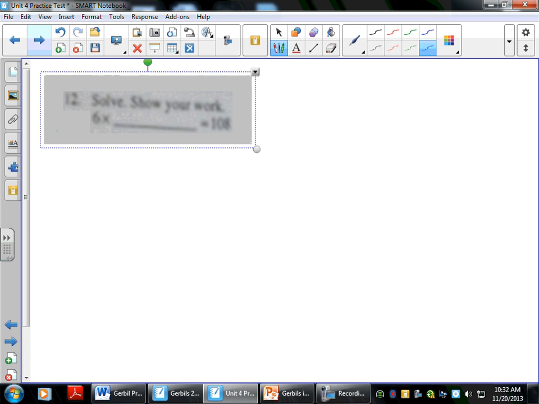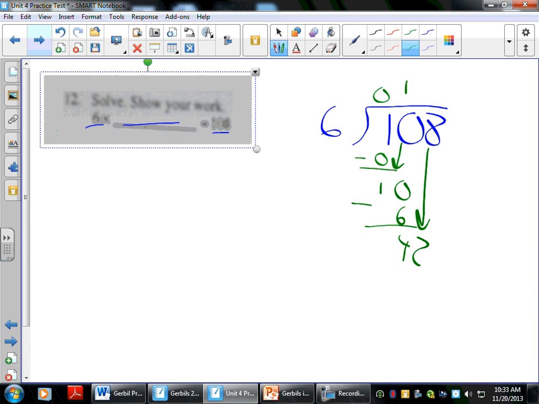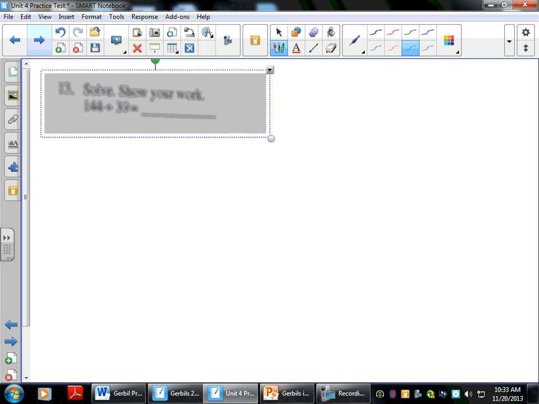6 times what number equals 108? Well, we don't know this number, but we do know 108. We know 6. So we have to take 108, divide it by 6. Nice and easy. How many times can 6 go into 1? 0 times. How many times can 6 go into 10? 1 time. How many times can 6 go into 48? 6 goes into 48 8 times. Done. The answer is 18.